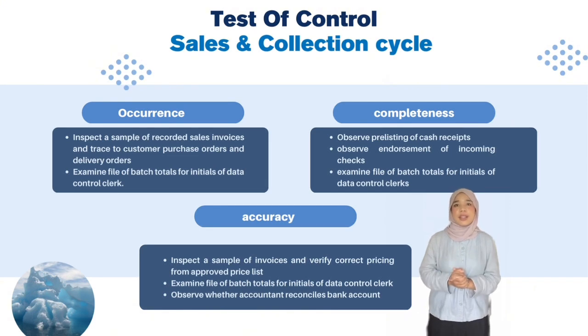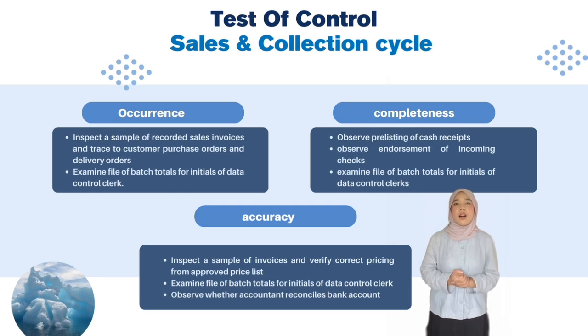Tests of control for accuracy include inspecting a sample of invoices and verifying the pricing against the approved price list. This is to ensure that customers are charged the correct amount based on company policy. The second one is examining the file or batch total for the initials of the data control clerk. This shows that the data was reviewed and correctly entered.